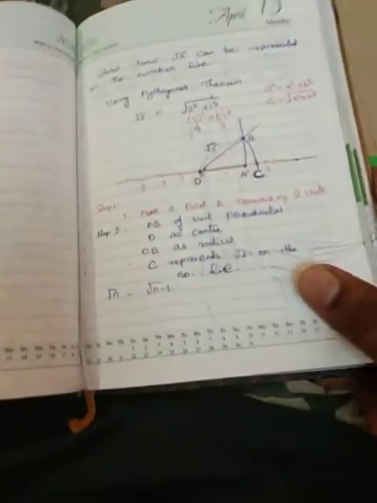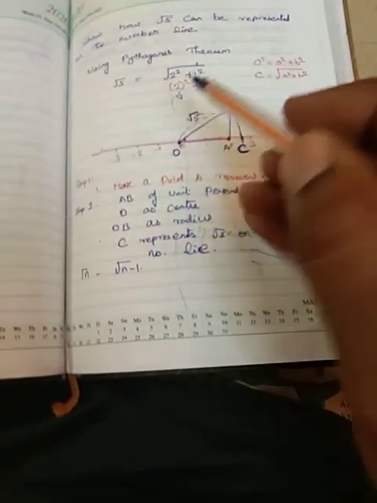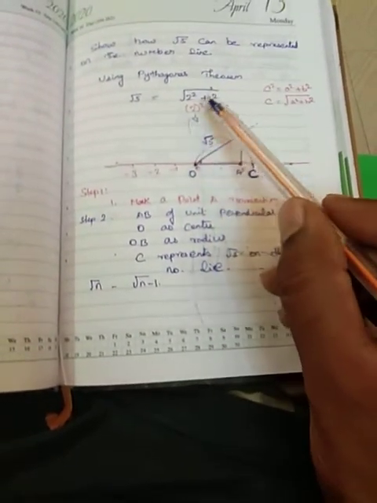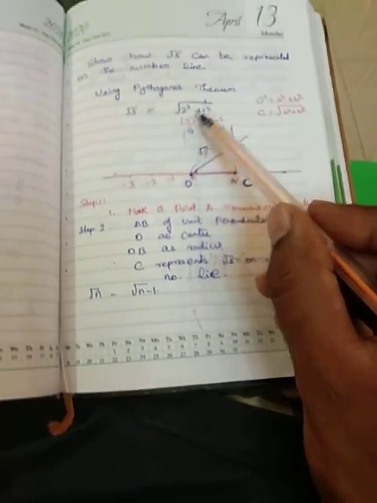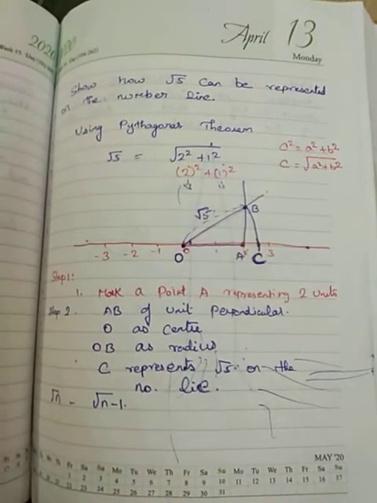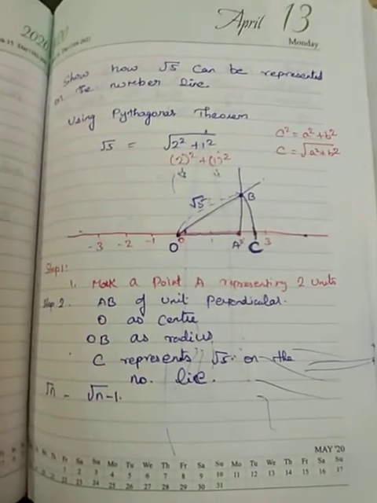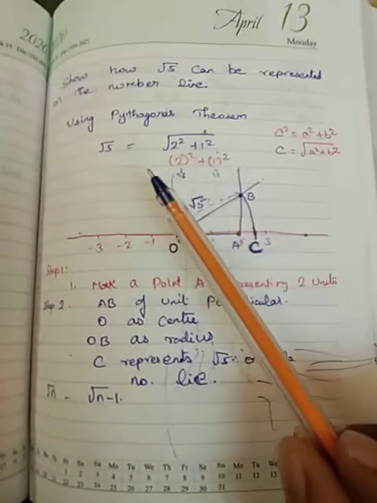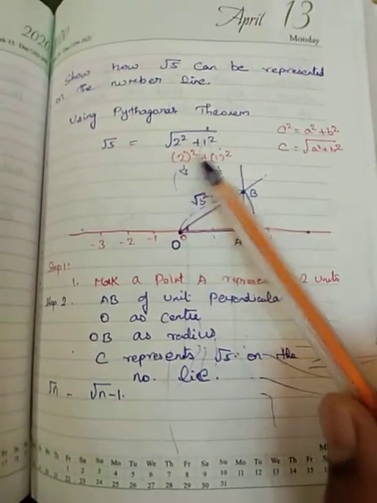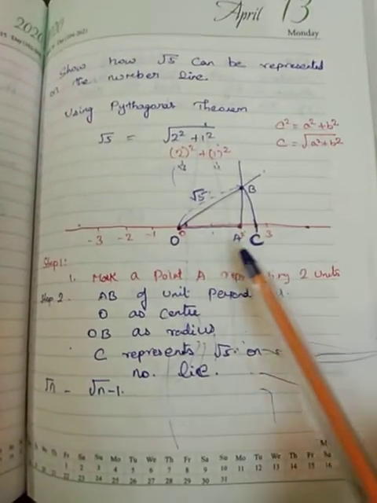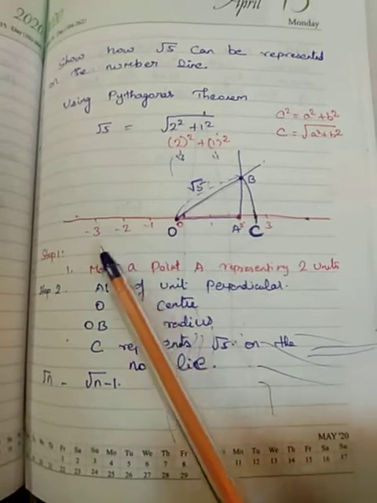number line. For example, root 5 can be represented on the number line by using the Pythagoras theorem. Root 5 can be written in the format of root of 2 square plus 1 square. Using the Pythagoras theorem, we have seen that c square equals a square plus b square, where c is equal to root of a square plus b square. So root 5 can be written as root of 2 square plus 1 square, and then draw the number line which consists of 0, 1, 2, 3 as well as minus 1, 2, 3.